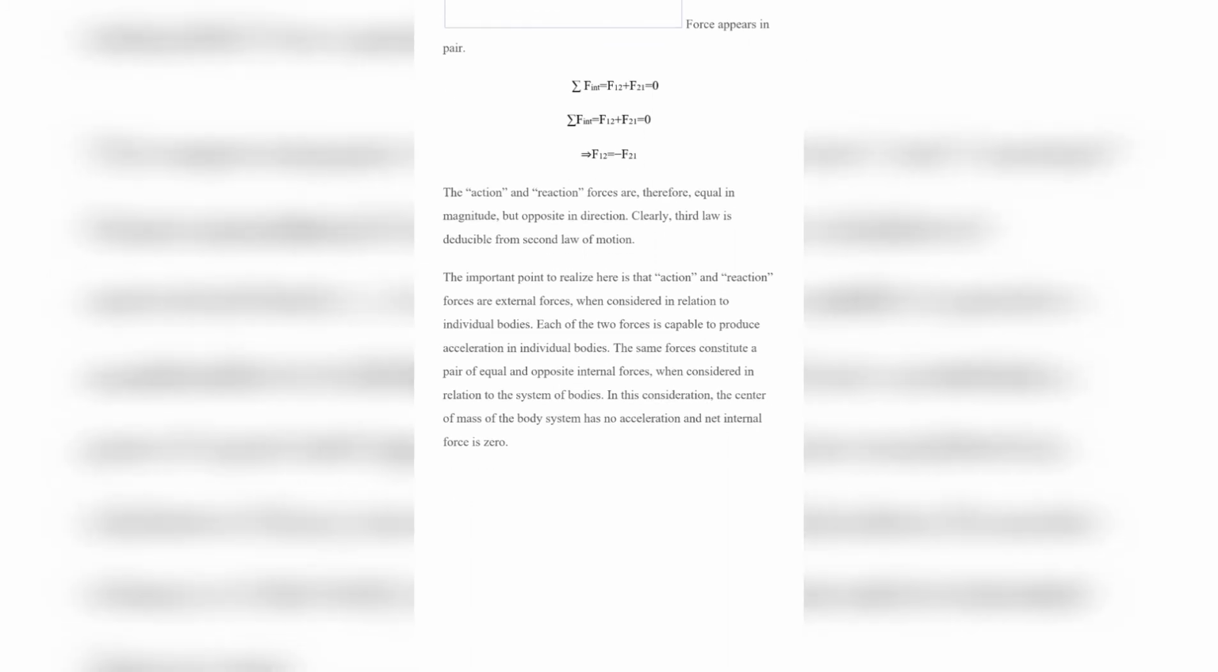The important point to realize here is that action and reaction forces are external forces when considered in relation to individual bodies. Each of the two forces is capable of producing acceleration in individual bodies. The same forces constitute a pair of equal and opposite internal forces when considered in relation to the system of bodies. In this consideration, the center of mass of the body system has no acceleration and the net internal force is 0. Thank you.